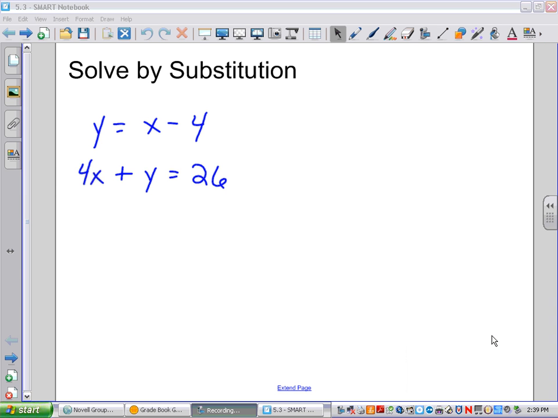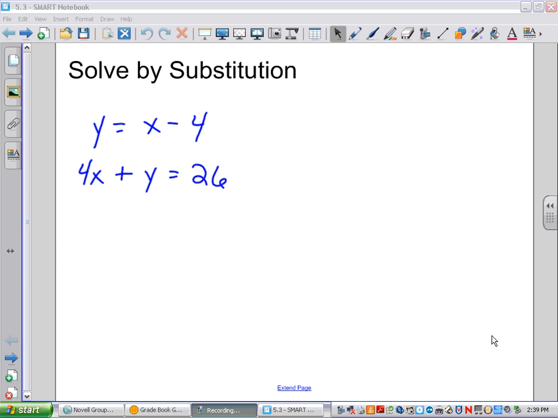All right, hello again. This one is 5.3. Directions say solve by substitution. Now, two worksheets ago, we had two equations and that said solve by graphing. So yeah, I could put up a graph and I could graph these and get the point of intersection. But I'm not going to do this by graphing.